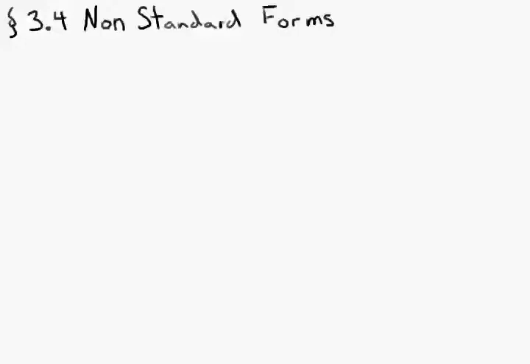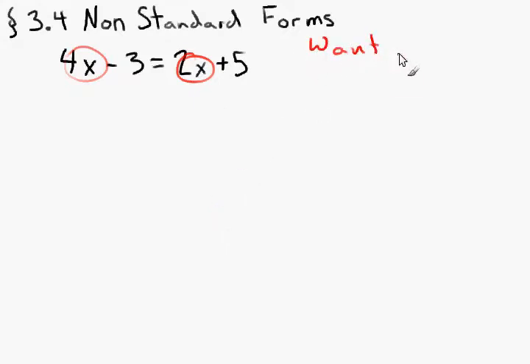Section 3.4, Nonstandard Forms. We're going to be solving linear equations in this section, but they're going to look a little bit different. Big difference from what we were looking at previously is we have 2 appearances of x. We want a single appearance of x, so we need to get rid of 1.